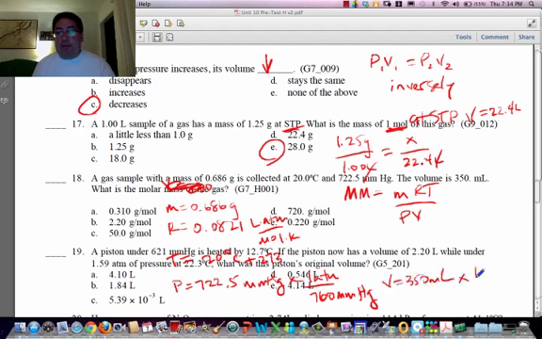But remember, you have to convert it to liters. So 1 liter is equal to 1,000 milliliters, so you have to divide that by 1,000. You take all these numbers and you punch them into this equation. And for 18, you should have gotten C.